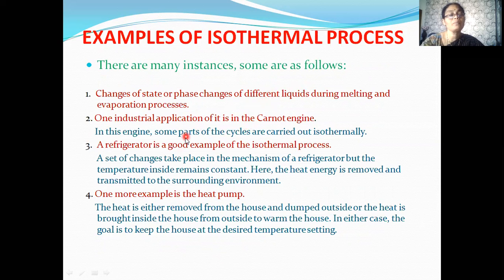There are several examples. So first among them is the changes of state or phase changes of different liquids during melting and evaporation processes. Another best example is the industrial application of the Carnot's engine. We know that the working of a Carnot's engine can be well understood with the help of a cycle which is known as Carnot's cycle. So in this engine, some parts of this cycle, that is Carnot's cycle, are carried out isothermally. That is isothermal expansion process and isothermal compression process.